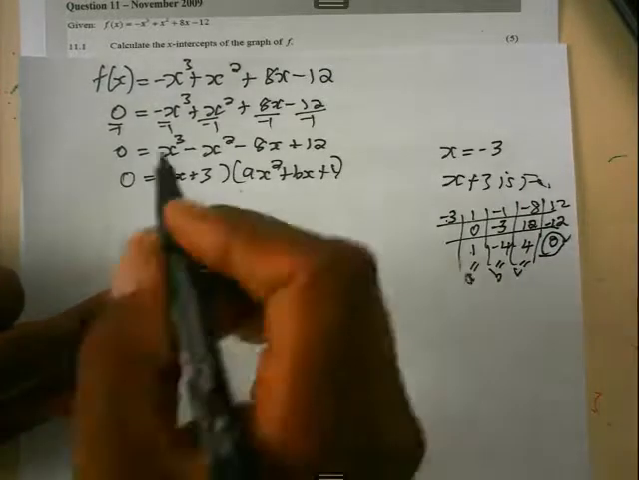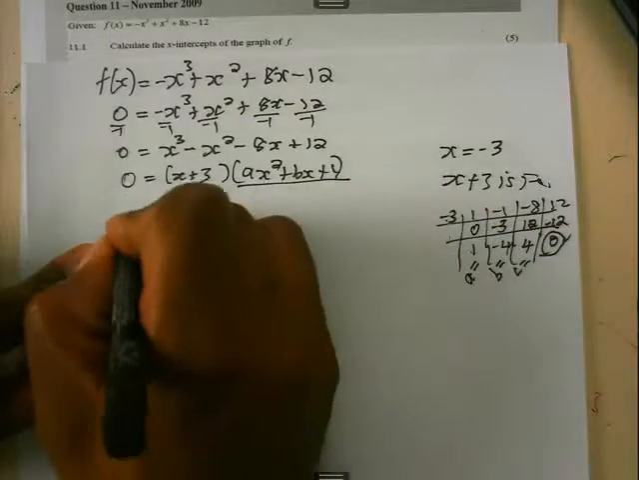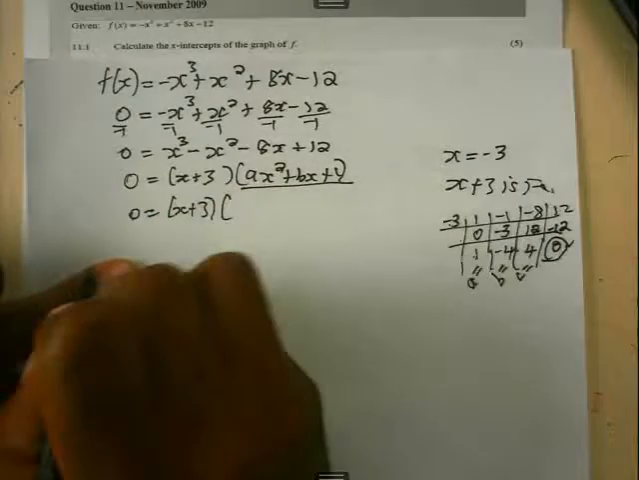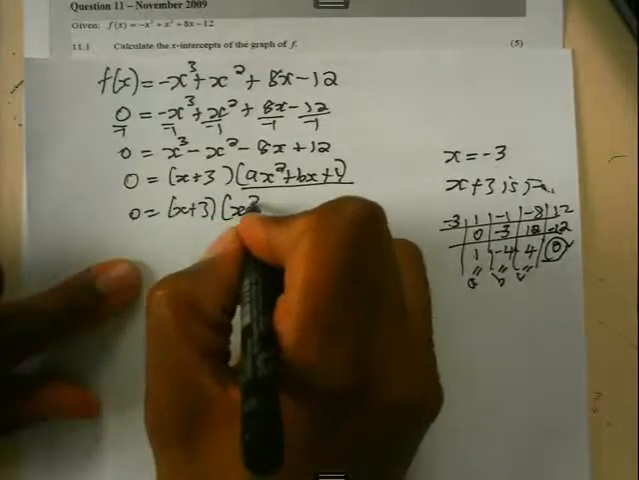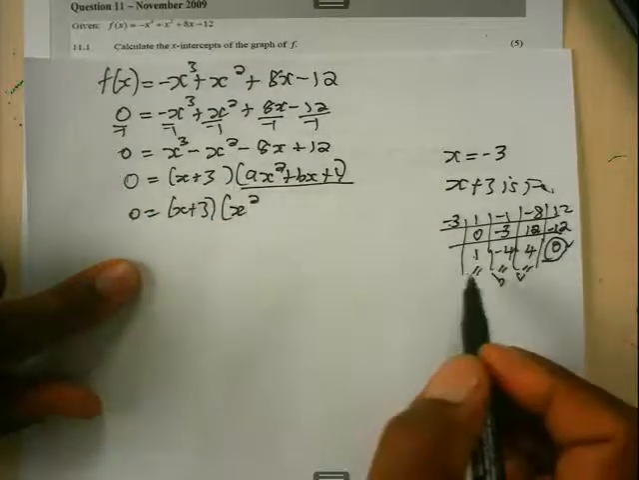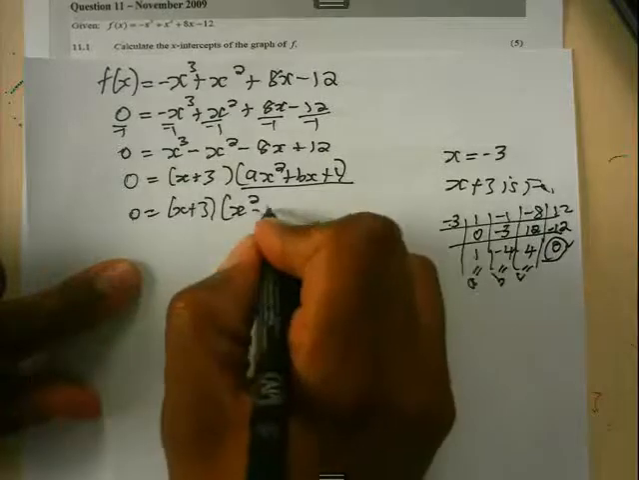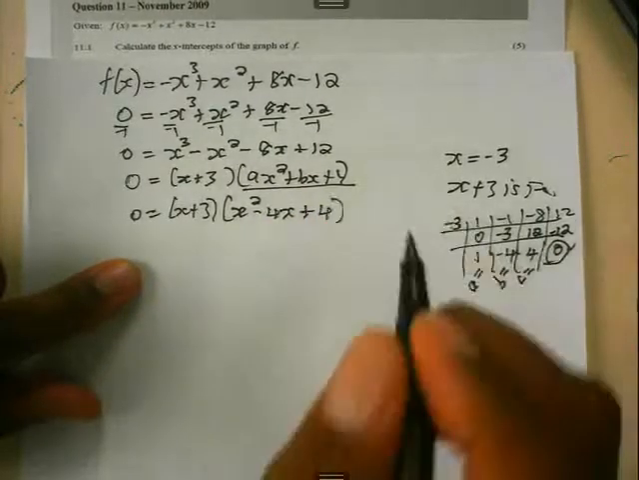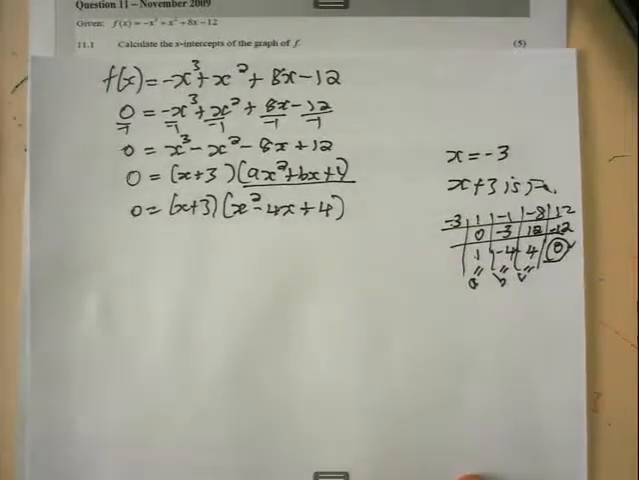Right, from here now I go straight here to say we have 0 is equal to x plus 3, and also these brackets here will be what? Will be x squared, because the value of a is 1. The value of b there is a minus 4x, and the value of c there is a positive 4. Right, now I have the 2 now. I have x plus 3 as well as x squared minus 4x plus 4.